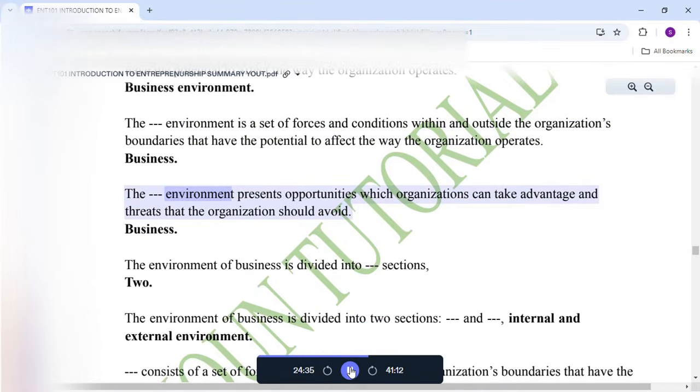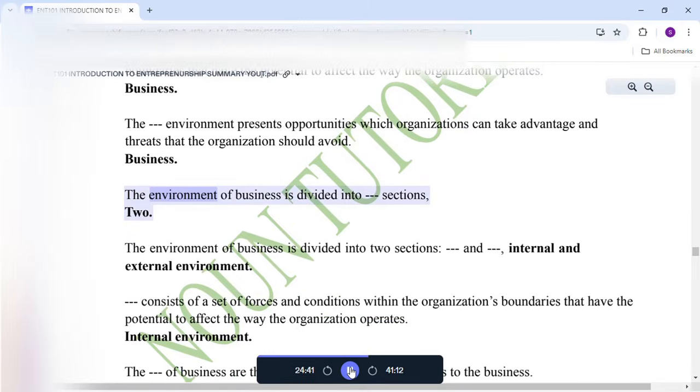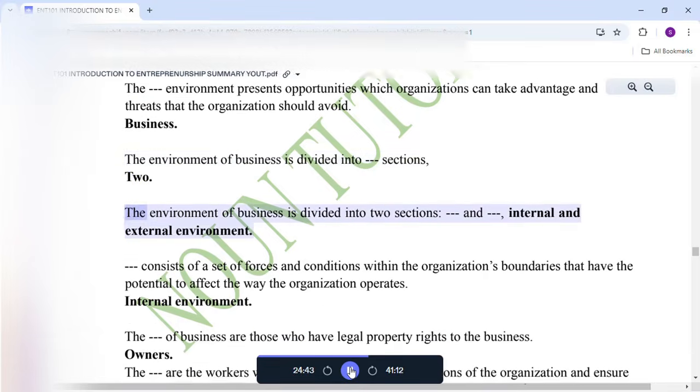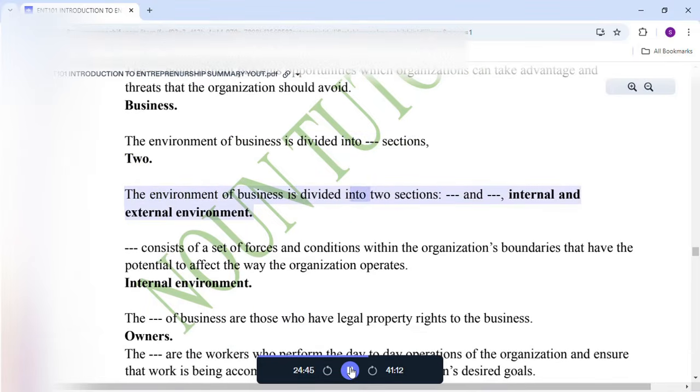The environment presents opportunities which organizations can take advantage of and threats that the organization should avoid. The environment of business is divided into two sections: internal and external environment.